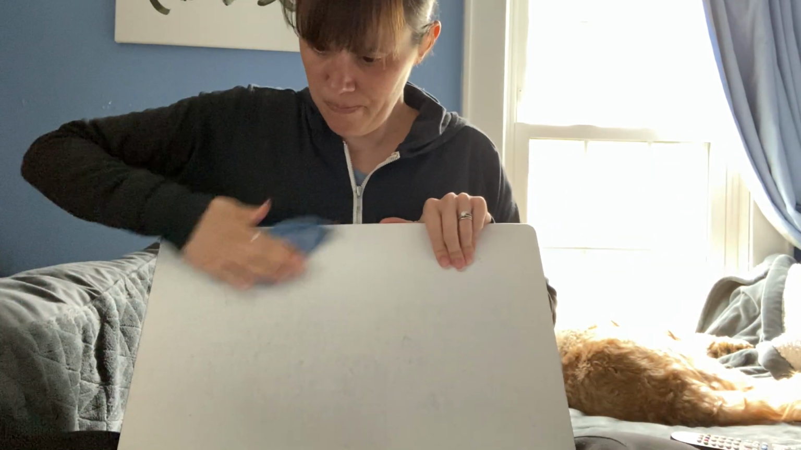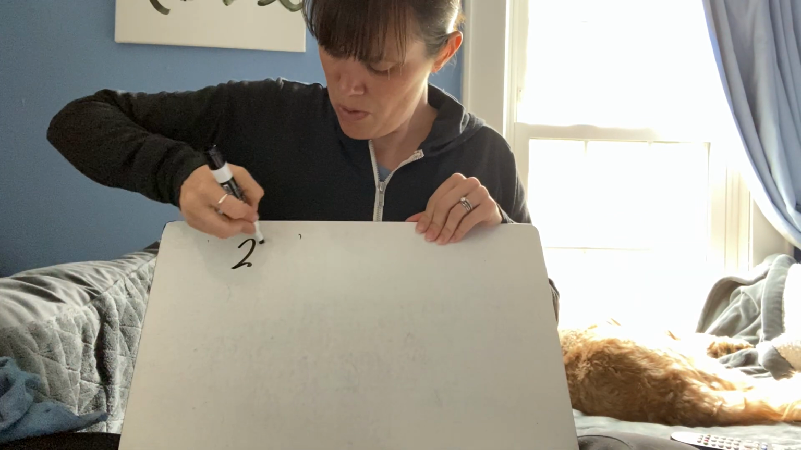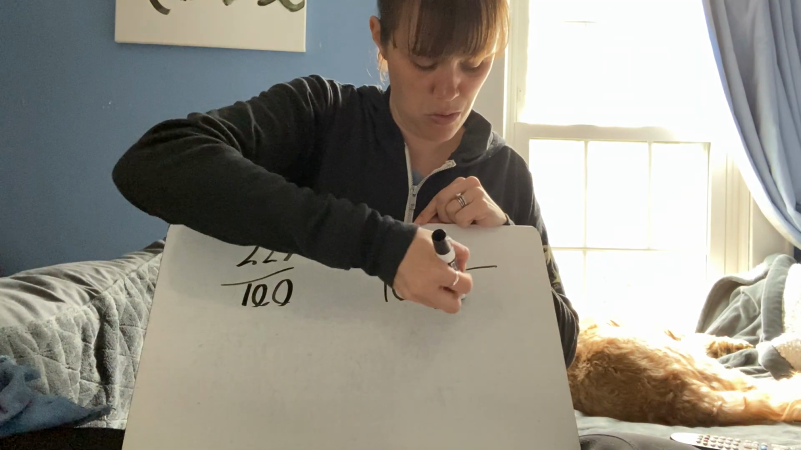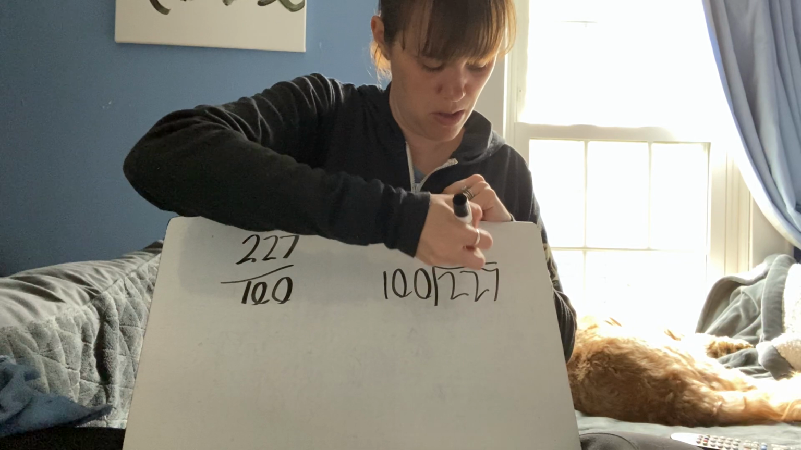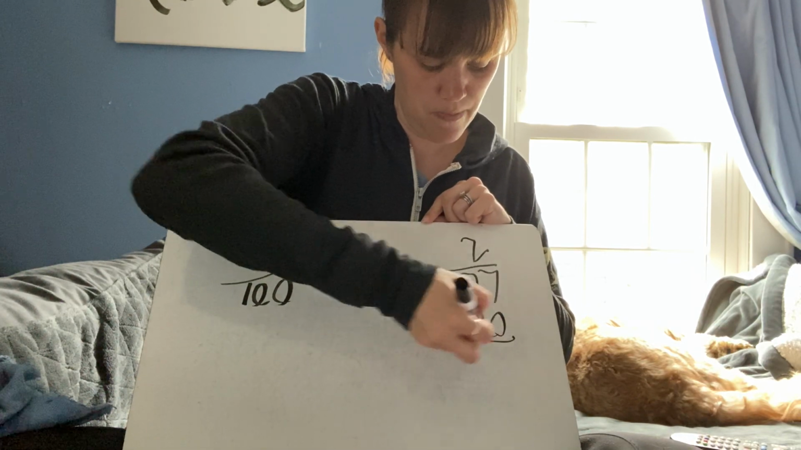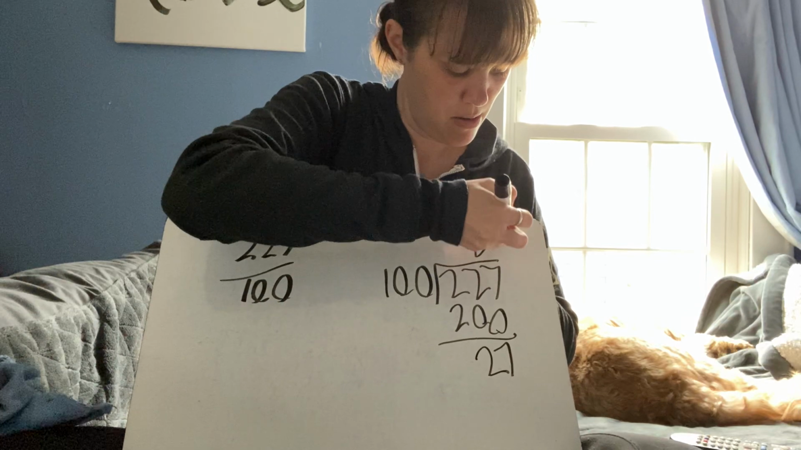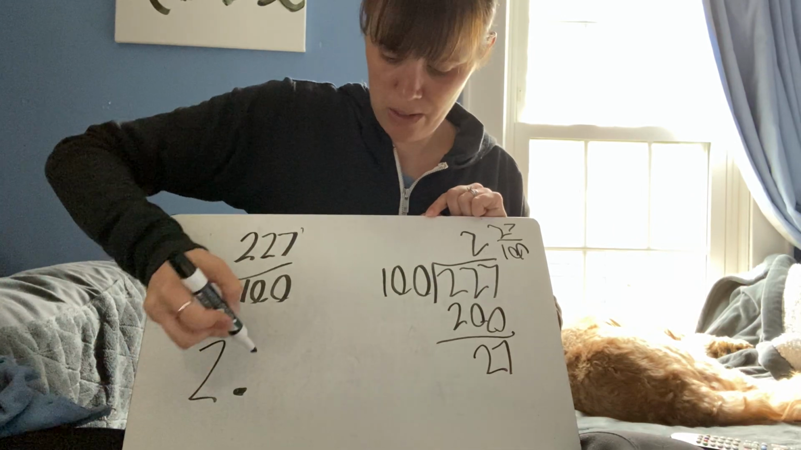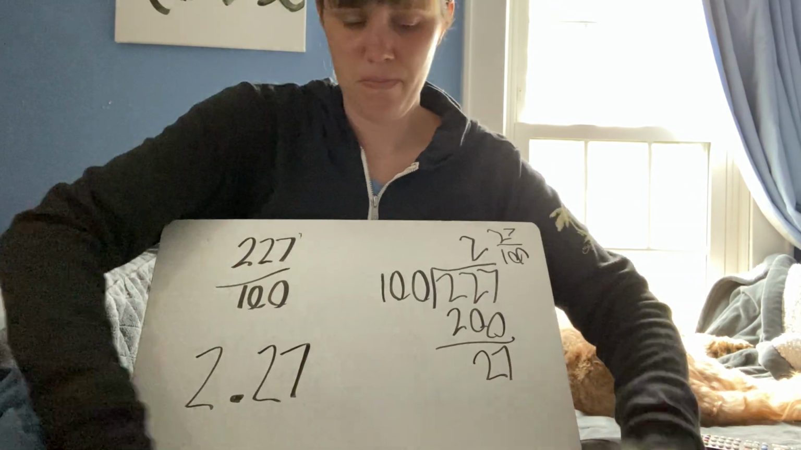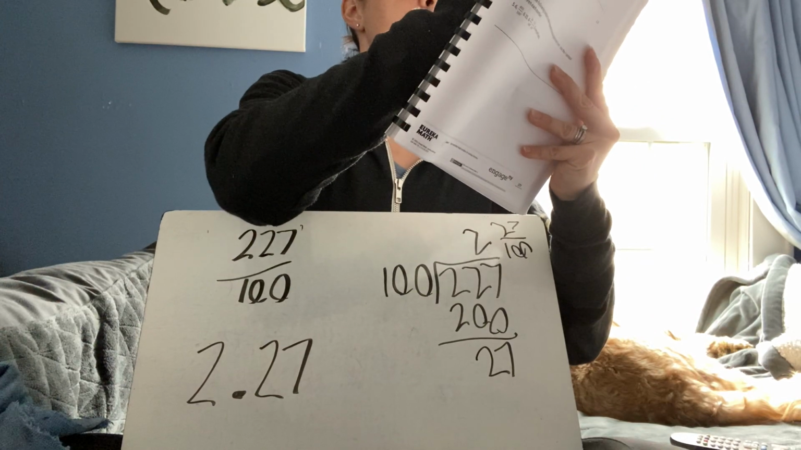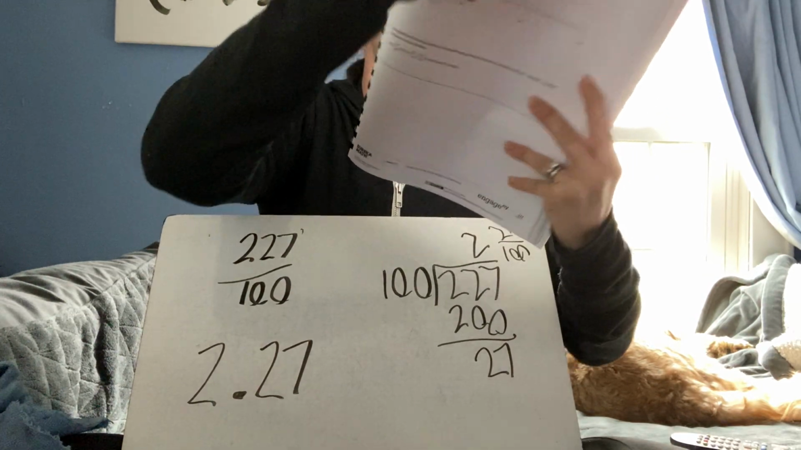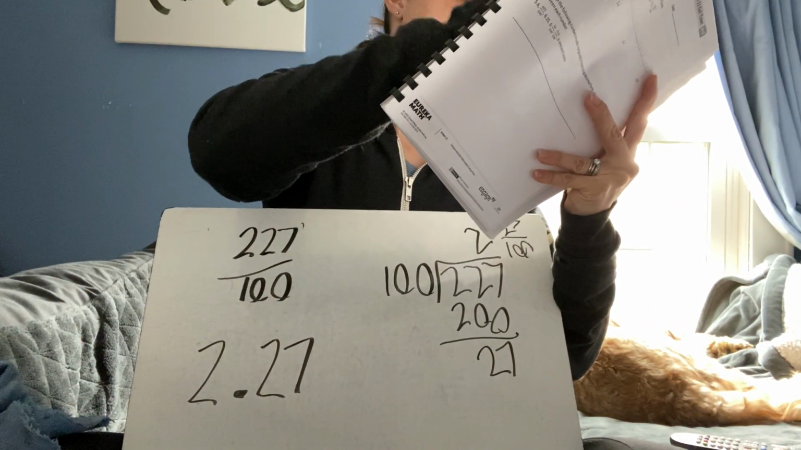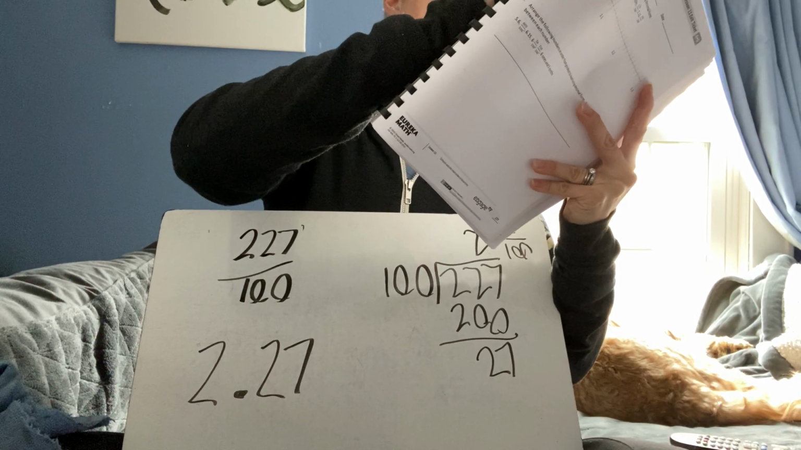227 hundredths. Put 100 into 227. 100 goes in it twice. 200. I subtract, I get 27 hundredths, which means 2 and 27 hundredths. So 2 and 27 hundredths, just like that. And then we can put the last one in, 2 and 72 hundredths.